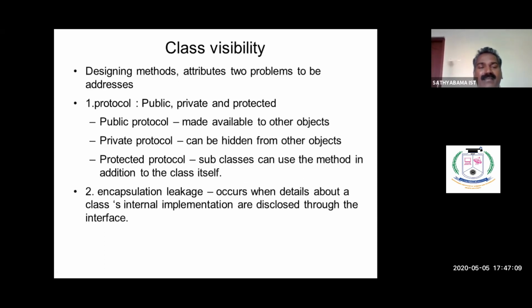Another important representation is class visibility. When we are designing a class, we have to define the visibility of the class and its members. So for each class and its member functions, we have to define the protocol. Three protocols are supported by object-oriented design. Importantly, any object-oriented programming provides public, private and protected protocols. In the public protocol, whatever object you have defined is available to other objects also. Other objects can access it.